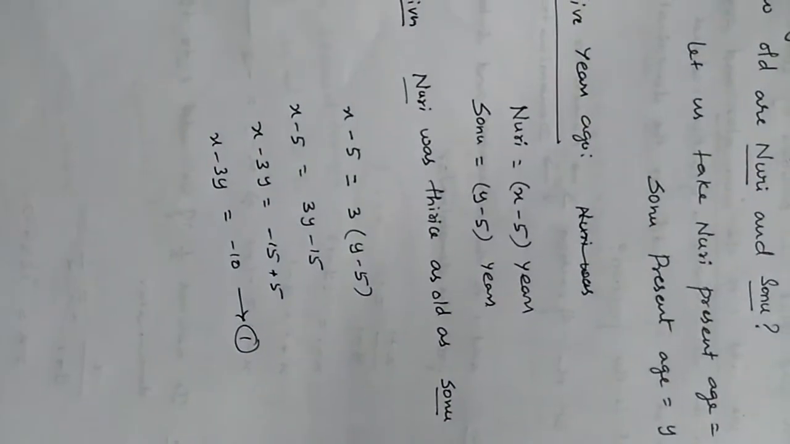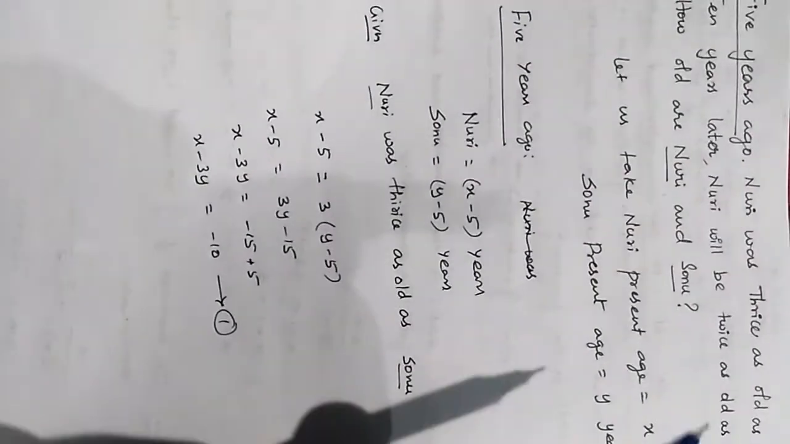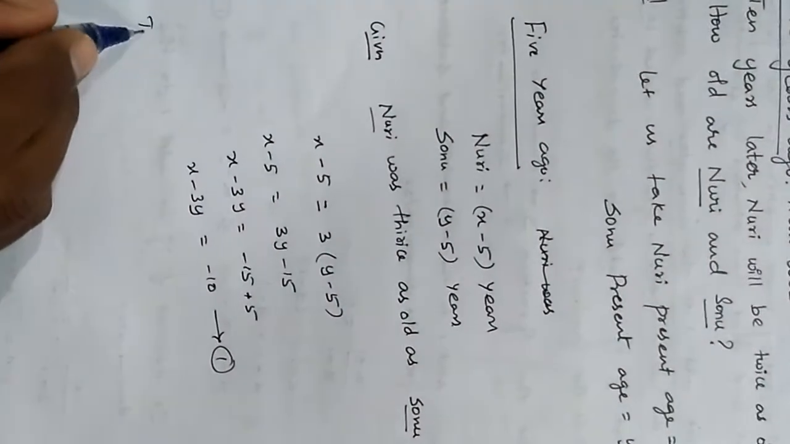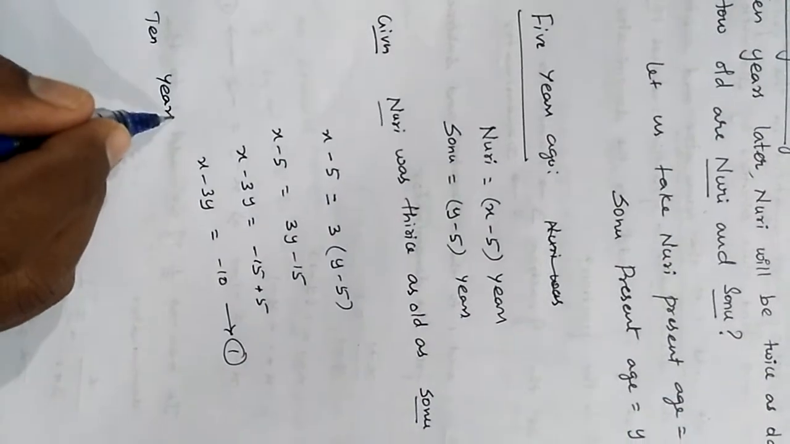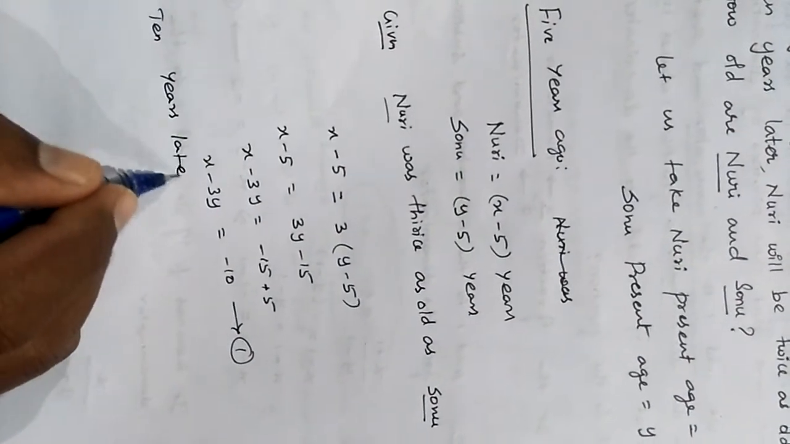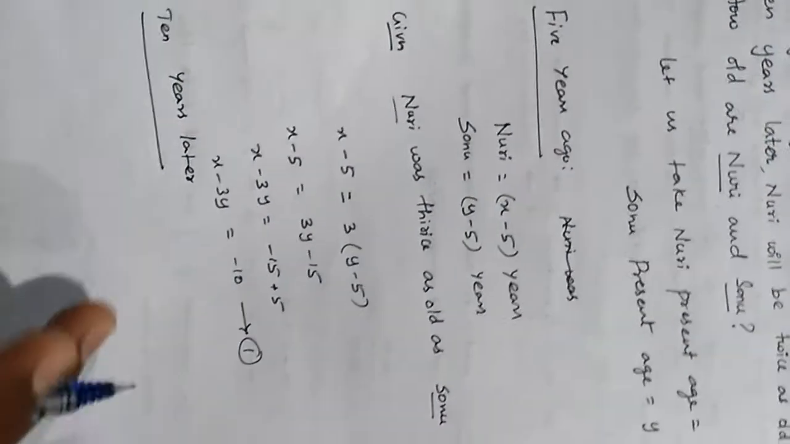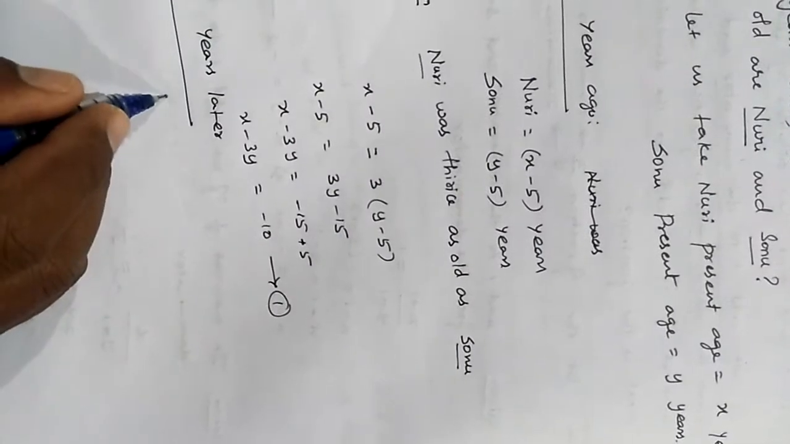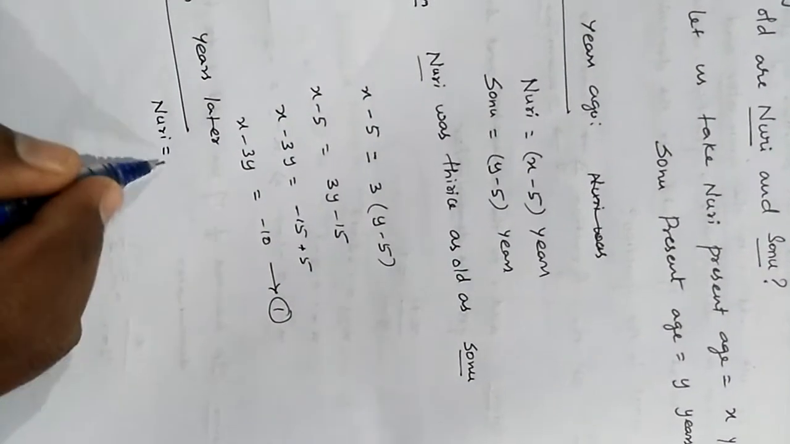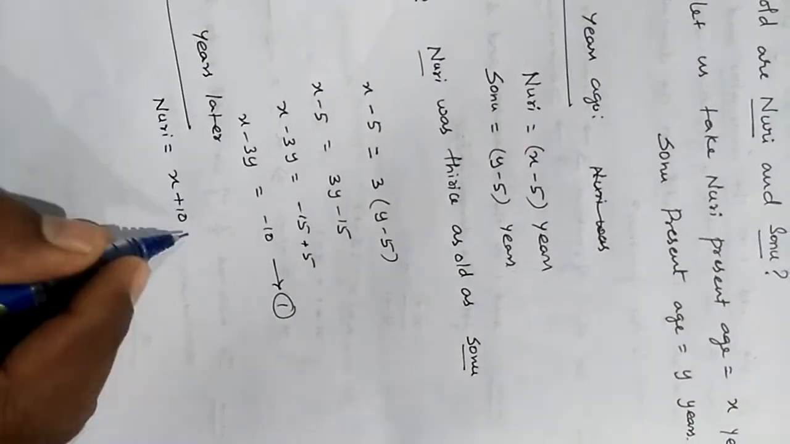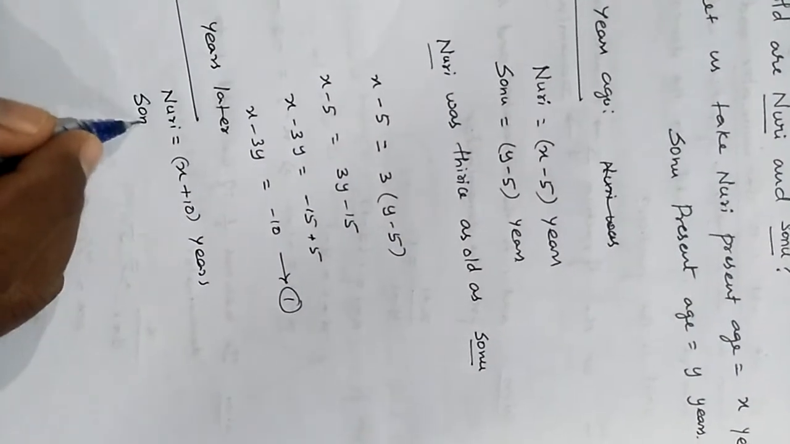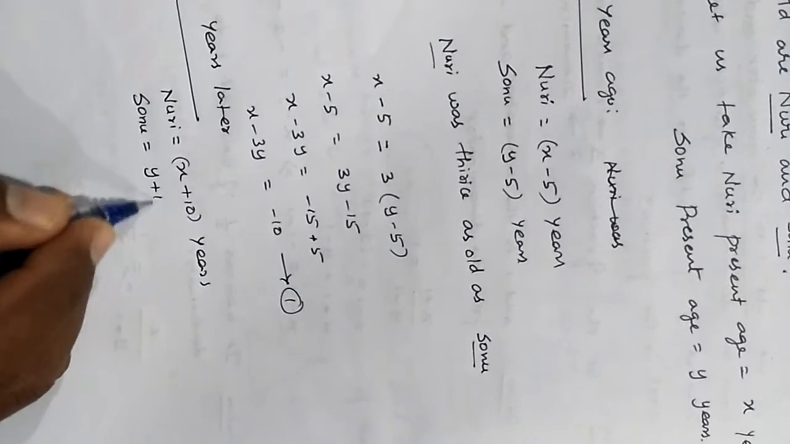Now let's take the second statement. Now this we completed. 10 years later. 10 years later means we have to add to the present age. The present ages we have taken as x and y. Then 10 years later, Nuri's age will be x plus 10 years, and Sonu's age will be y plus 10 years.